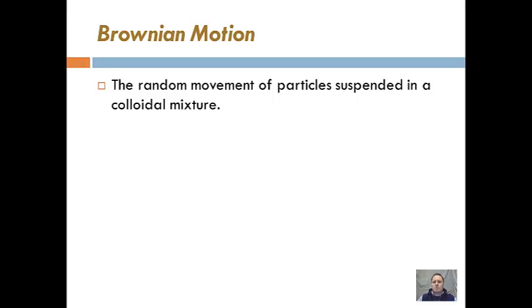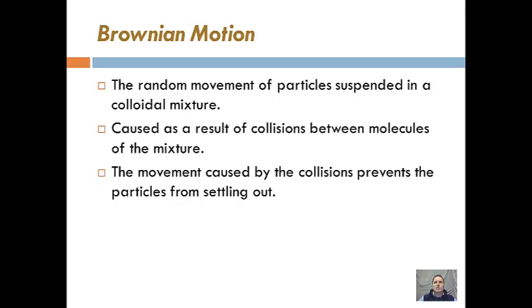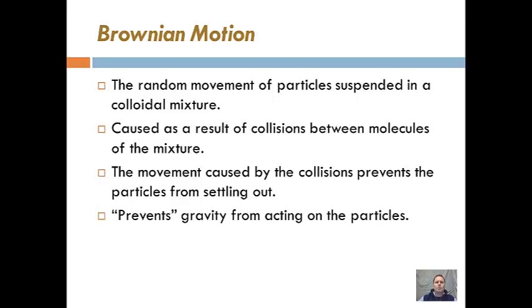Brownian motion results from the random movement of the particles that make up the colloidal suspension. The particles that make it up are constantly in motion, and as they move around, they're going to collide with each other. As they have collisions, they're basically bouncing off. These collisions prevent these particles from settling out or separating, like we saw in the suspensions. Basically, we can think of it as Brownian motion preventing gravity from acting on the particles. It doesn't cause them to separate because they're constantly bumping into each other and bouncing off.